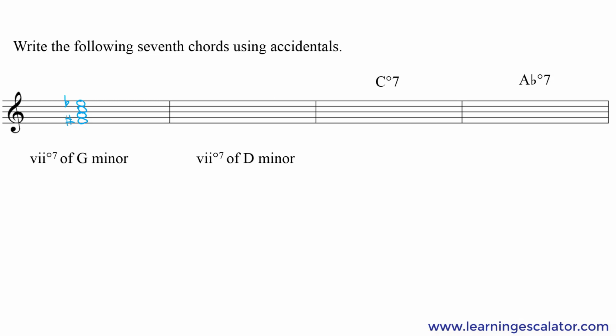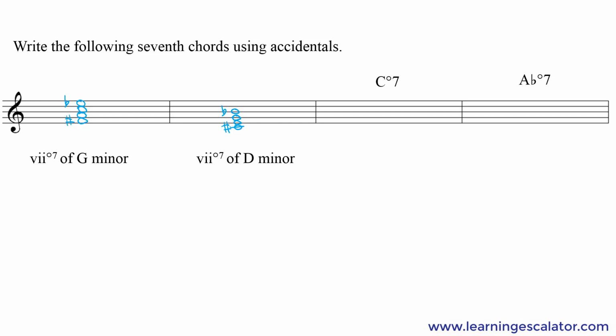Now the diminished 7th chord of D minor. So the raised leading tone is C sharp, and the minor third is E, another minor third is G, and another minor third is B flat.